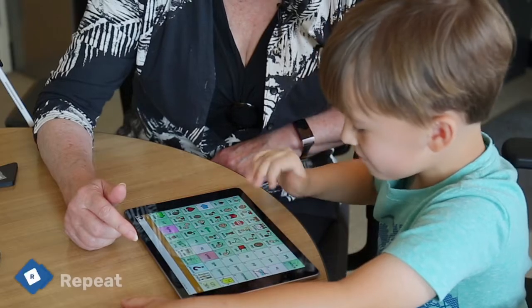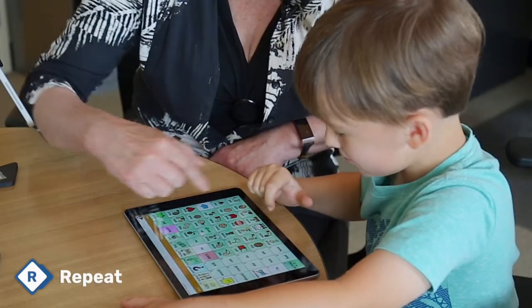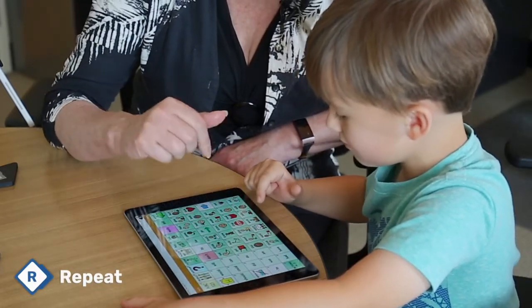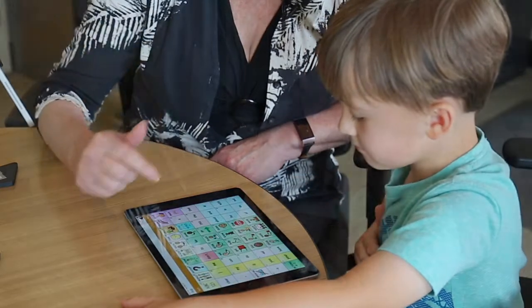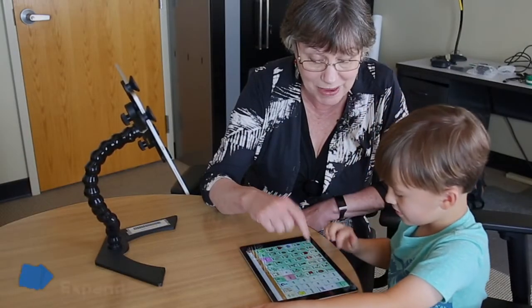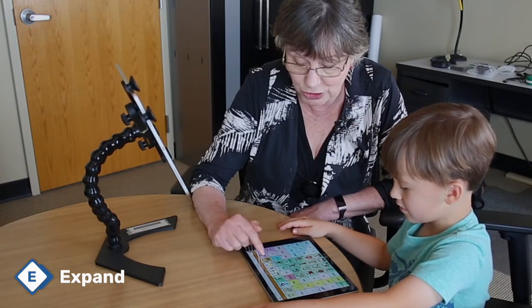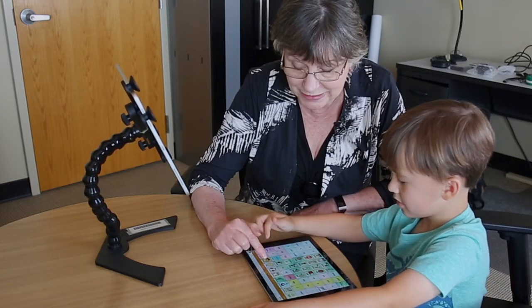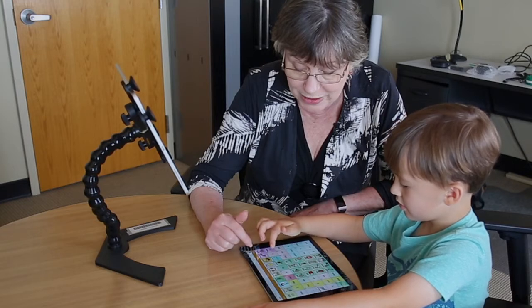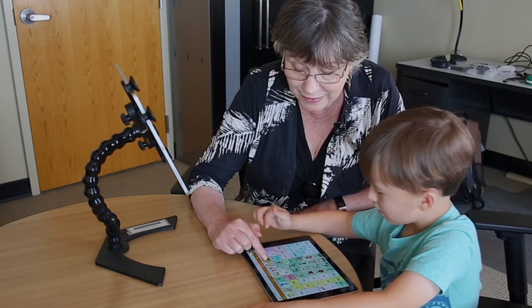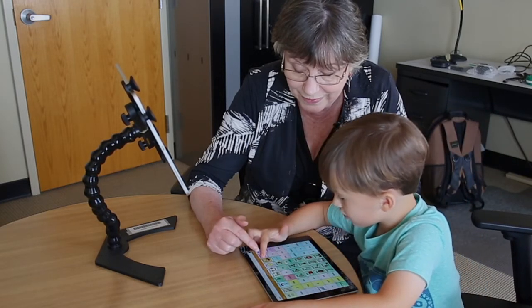R. Repeat. Repeat the child's message in frequently used words. E. Expand. Expand on what the student says. Model 1 to 2 additional words more than their current utterance length. If the child says a one-word message, build on their message by repeating back to them an expanded 2 to 3 word message.